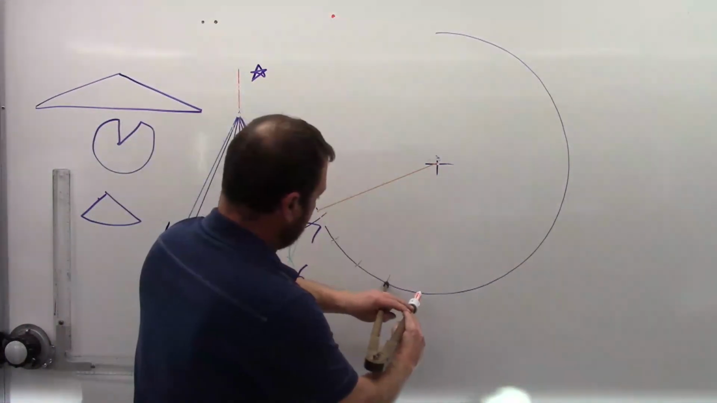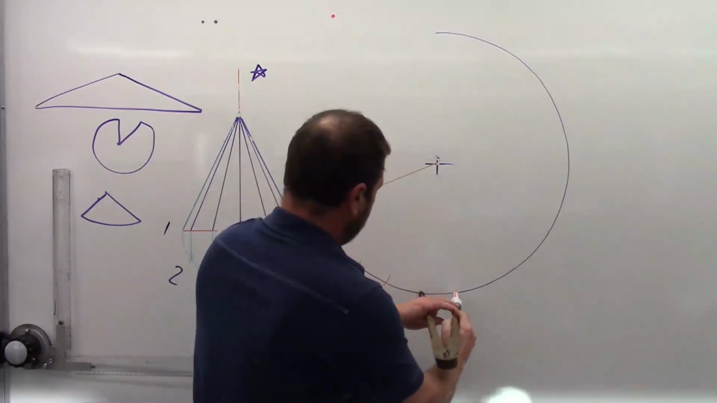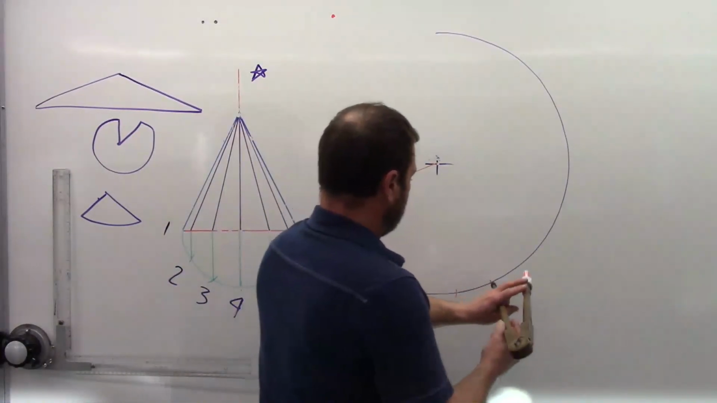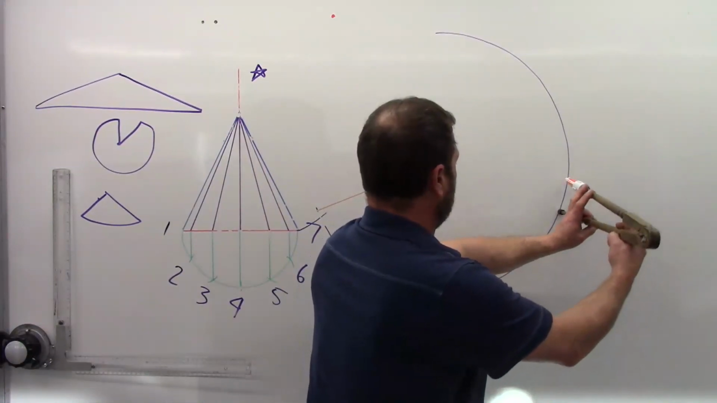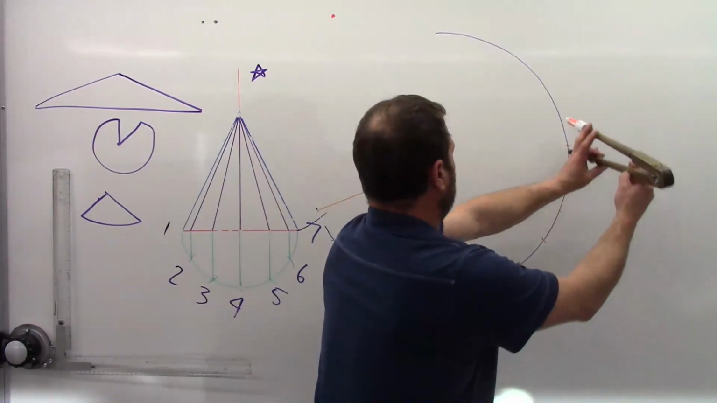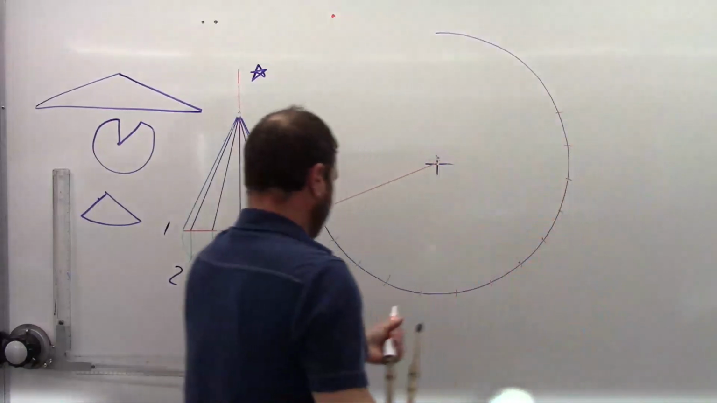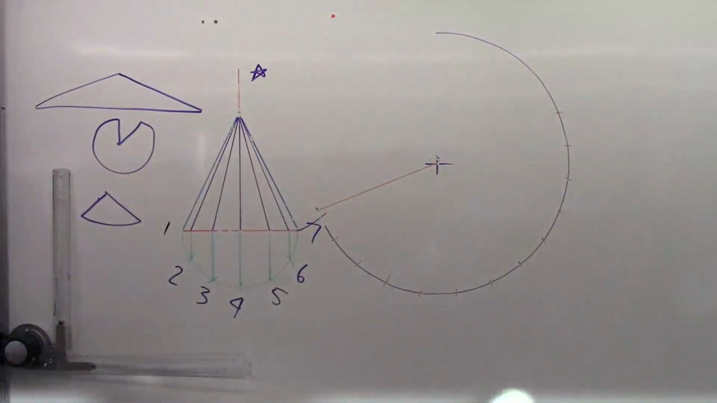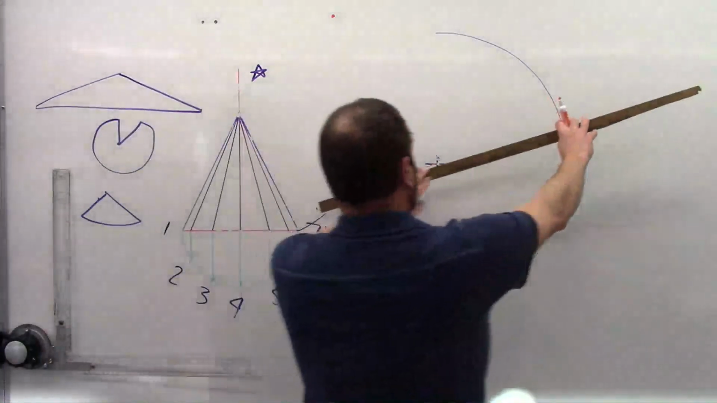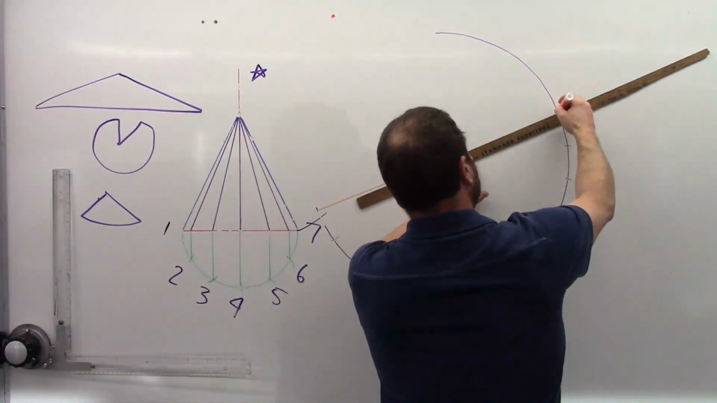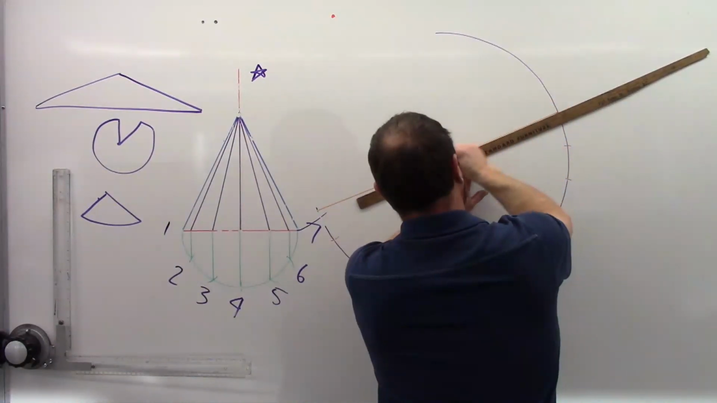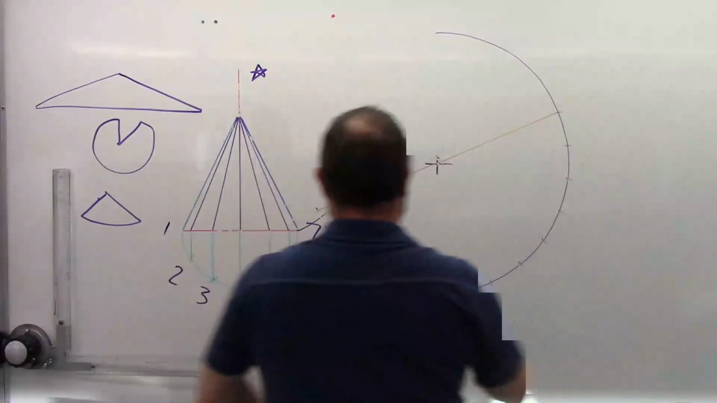1, 2, 3, 4, 5, 6, 7, 8, 9, 10, 11, 12. We get our end point, and now we just join it back in. Take it back into the radius point of the arc, and mine's pretty close to 180. So this is my pattern.